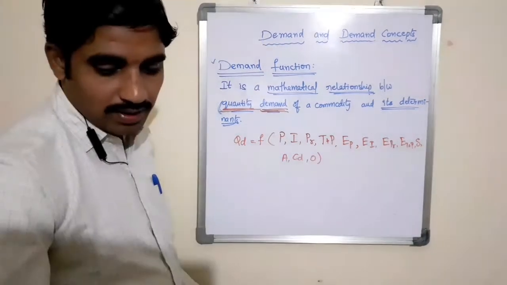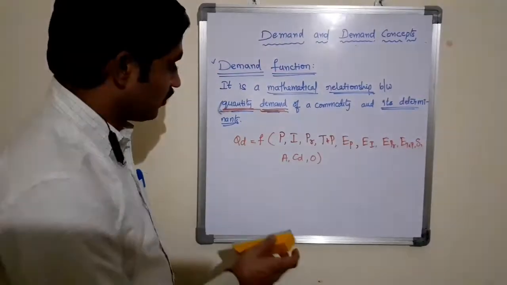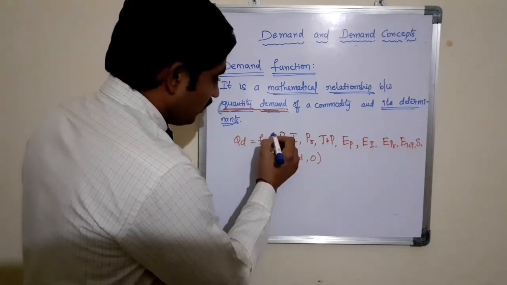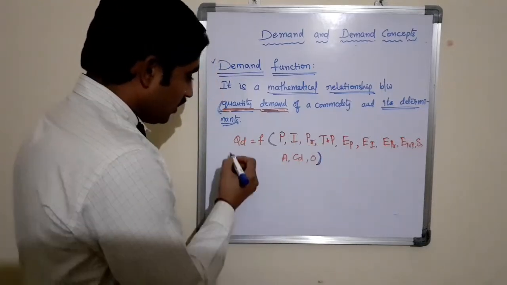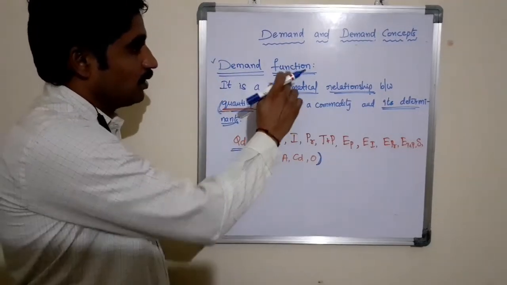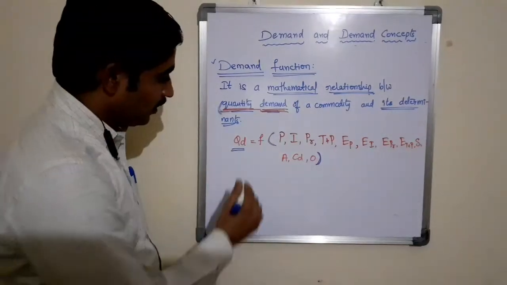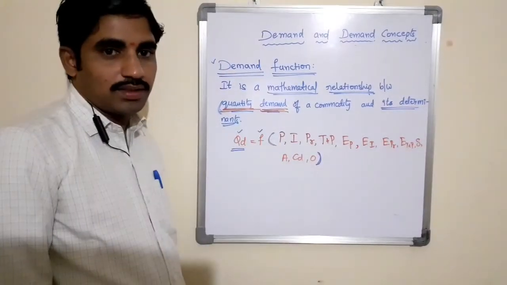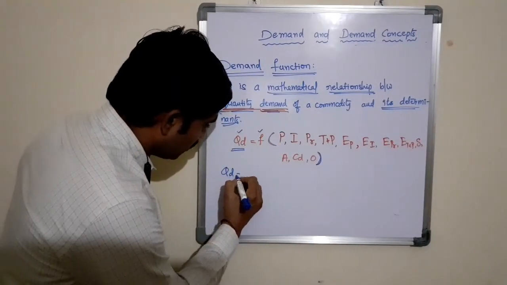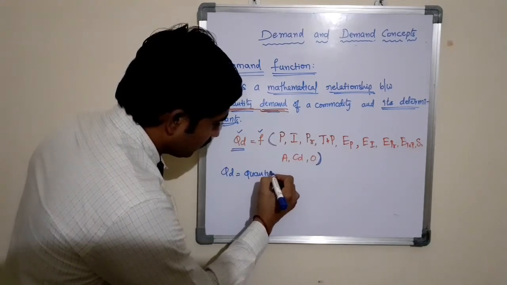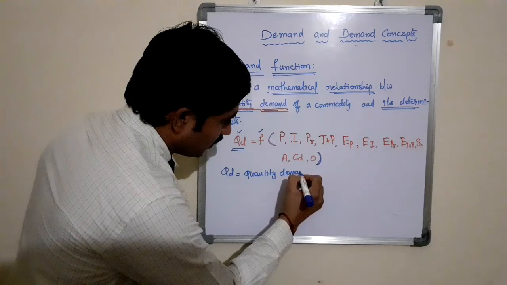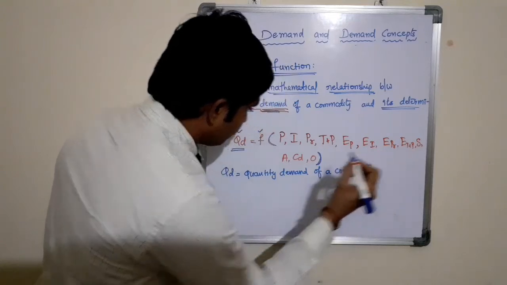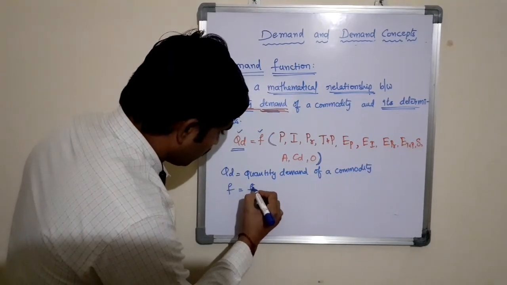Using the determinants of demand, we have written the demand function. So here the relationship between these factors, these determinants, and the quantity demand is said to be the demand function, where QD is quantity demand of a commodity, F is the functional relationship.